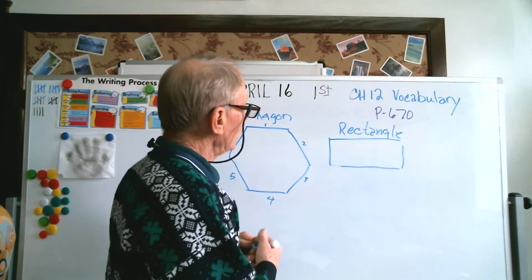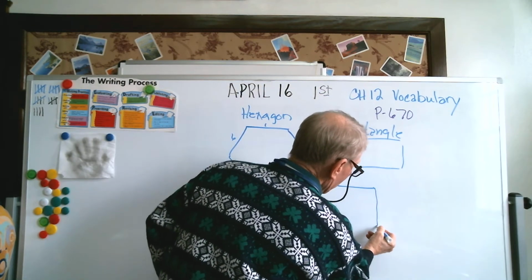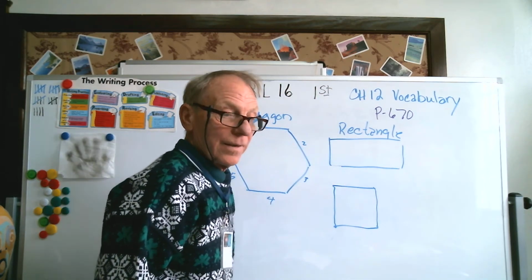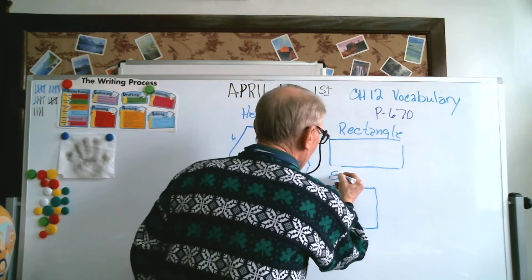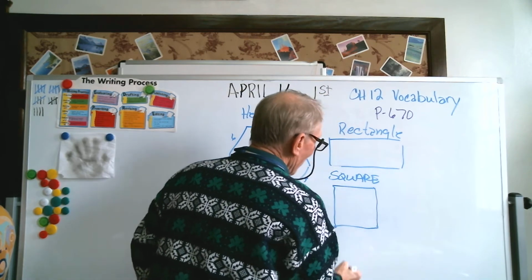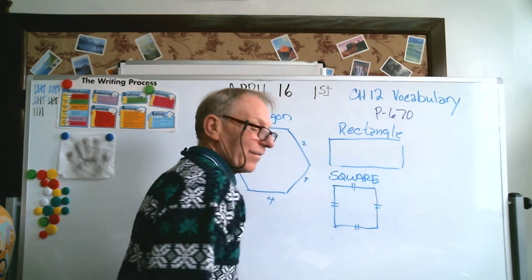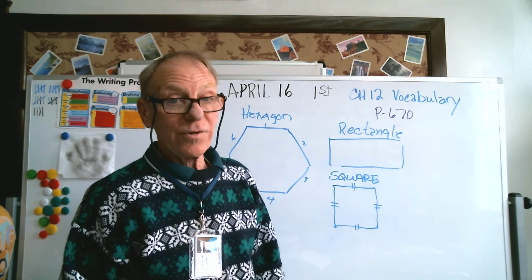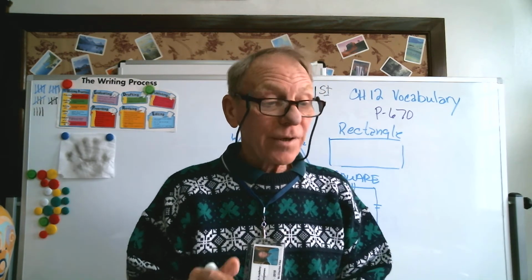Because if the sides were all equal, if all 4 sides were exactly the same, that's a square. In a square, all 4 sides have exactly the same measurement. And that's why it's called a square. It's why it's different than a rectangle.